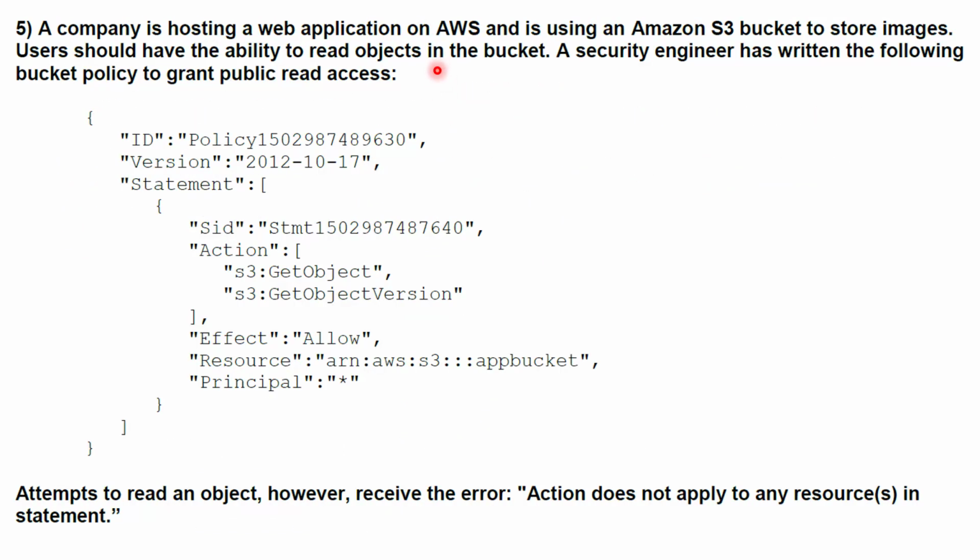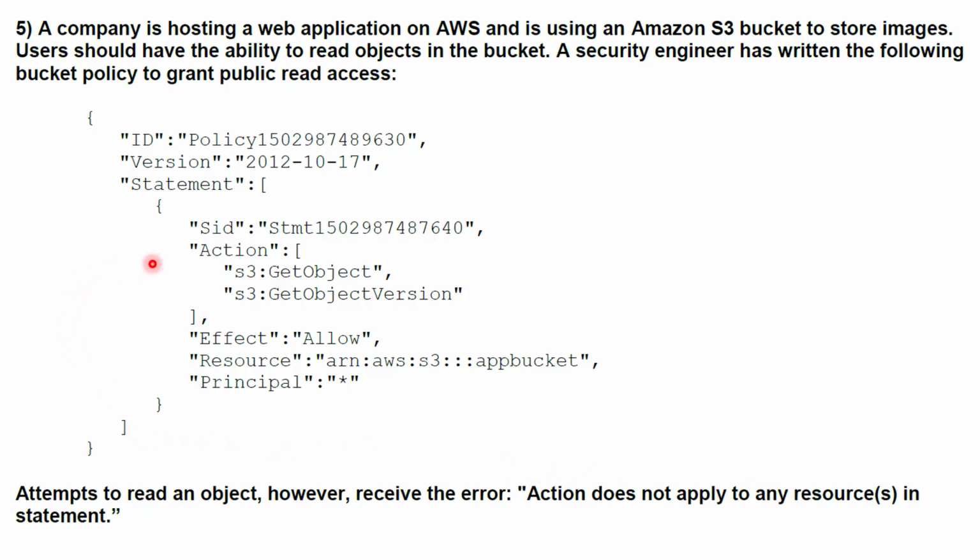The next question is about a resource-based policy for an S3 bucket. Users need the ability to read the objects, and this is the policy that is currently applied to the bucket. However, the user is getting an error that says action does not apply to any resources. So the question is how to fix this error.